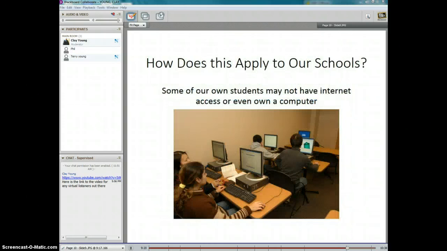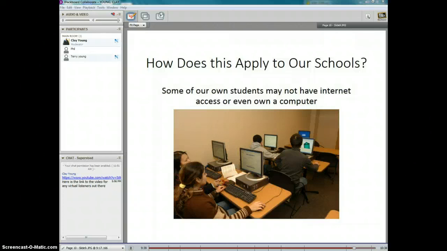How does this apply to our schools? Some of our own students may come from low-income families and may not have internet access or even own a computer. As we design assignments, we must think about technology barriers to overcome because all of our students might not have equitable access to the equipment needed to complete an assignment.